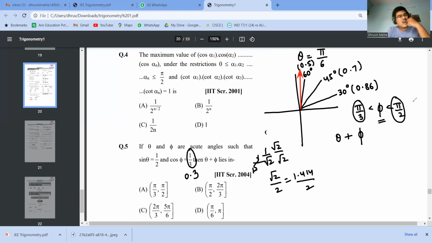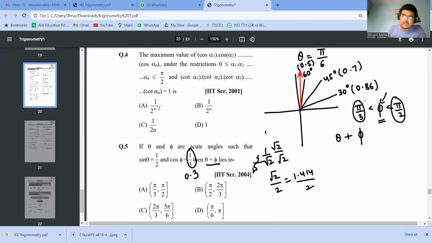Did you understand that 0.3 will lie between 60 degrees and 90 degrees, Muskan? So I have written that this angle phi will lie between 60 and 90, pi by 3 and pi by 2. Okay. Now we want theta plus phi in this sum. So phi is between pi by 3 and pi by 2.